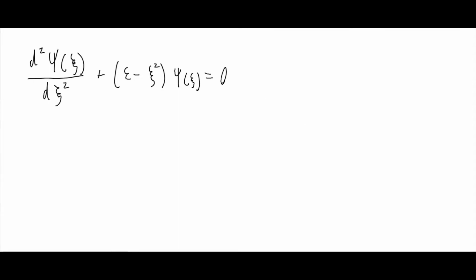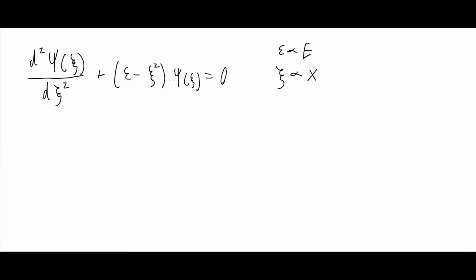In this video, I'm going to continue on talking about solutions to the Schrodinger equation in one dimension with the potential modeled as a harmonic oscillator. And this is the equation that we ended up with at the end of the previous video. And remember that the epsilon is proportional to energy and that the xi is proportional to the distance from the center of the potential well.